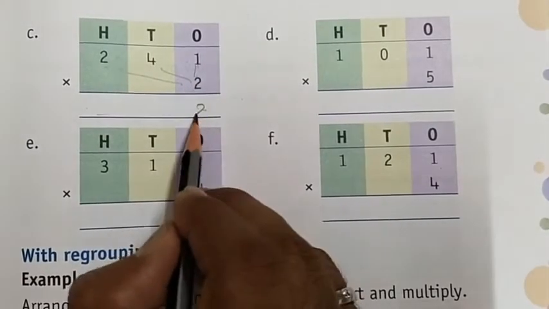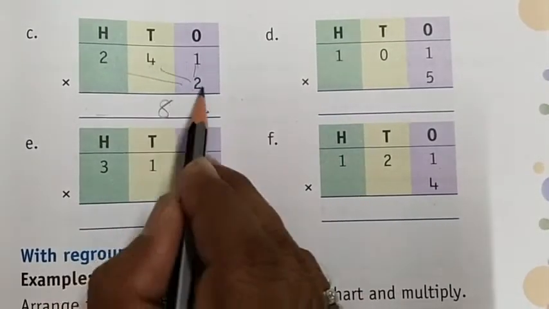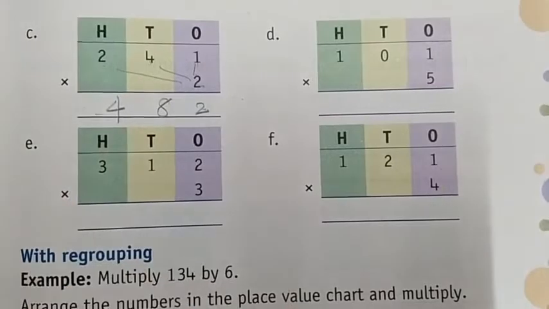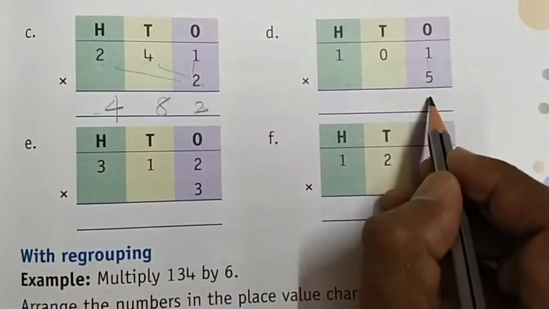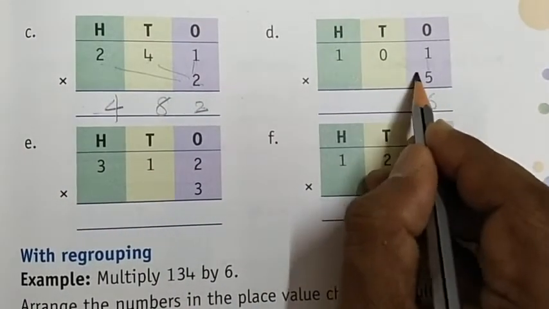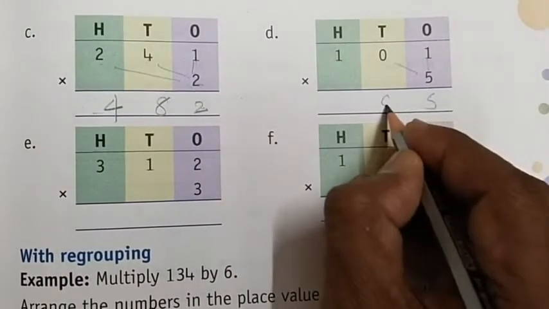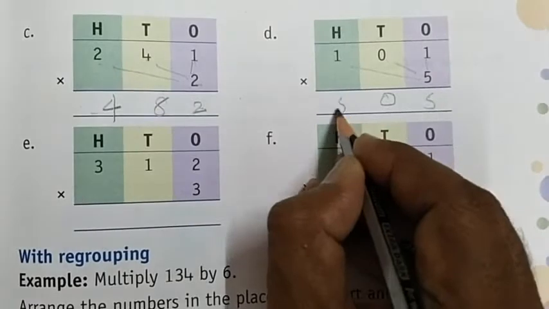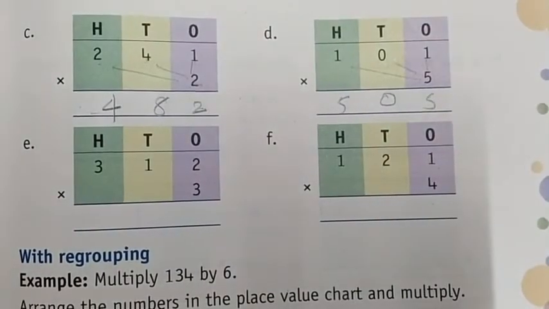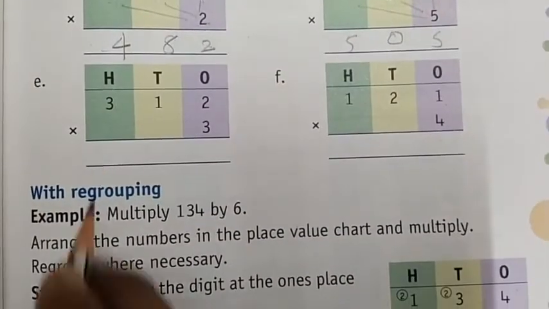2 ones are 2, 2 fours are 8, 2 twos are 4, right? Now 101 into 5. 5 ones are 5. 5 zeros are 0, means if you multiply any number by 0, the answer will be 0. 5 ones are 5. The multiplication of 101 into 5 is 505. Right?